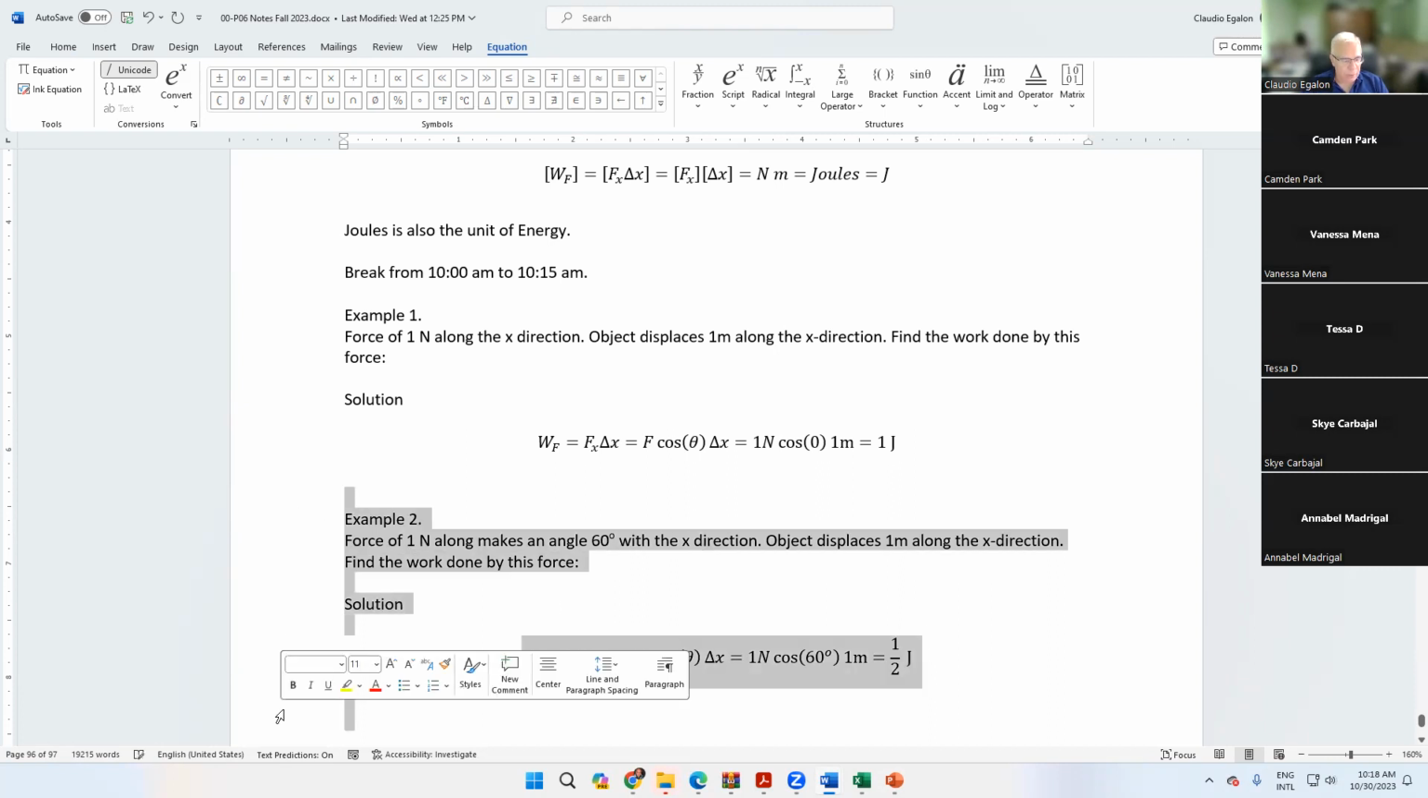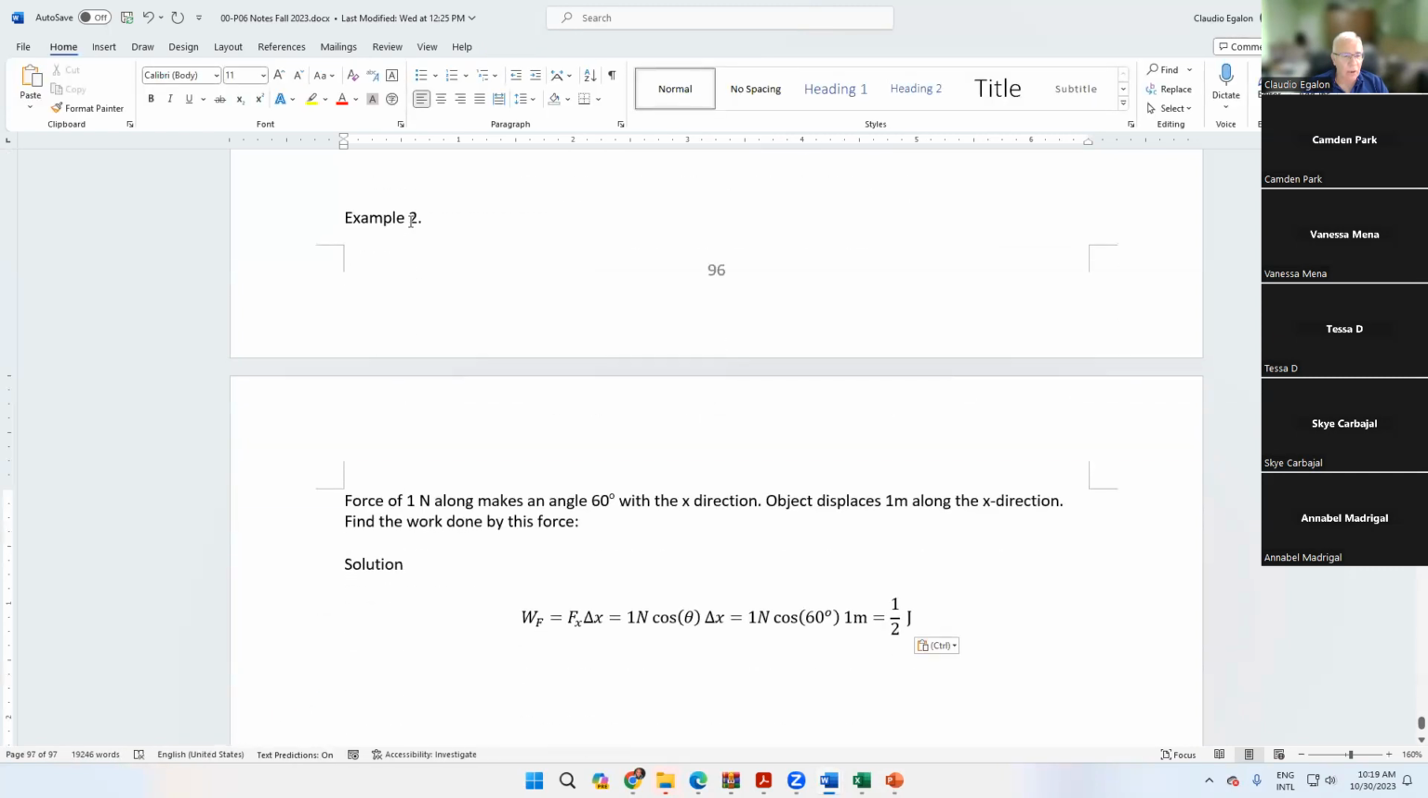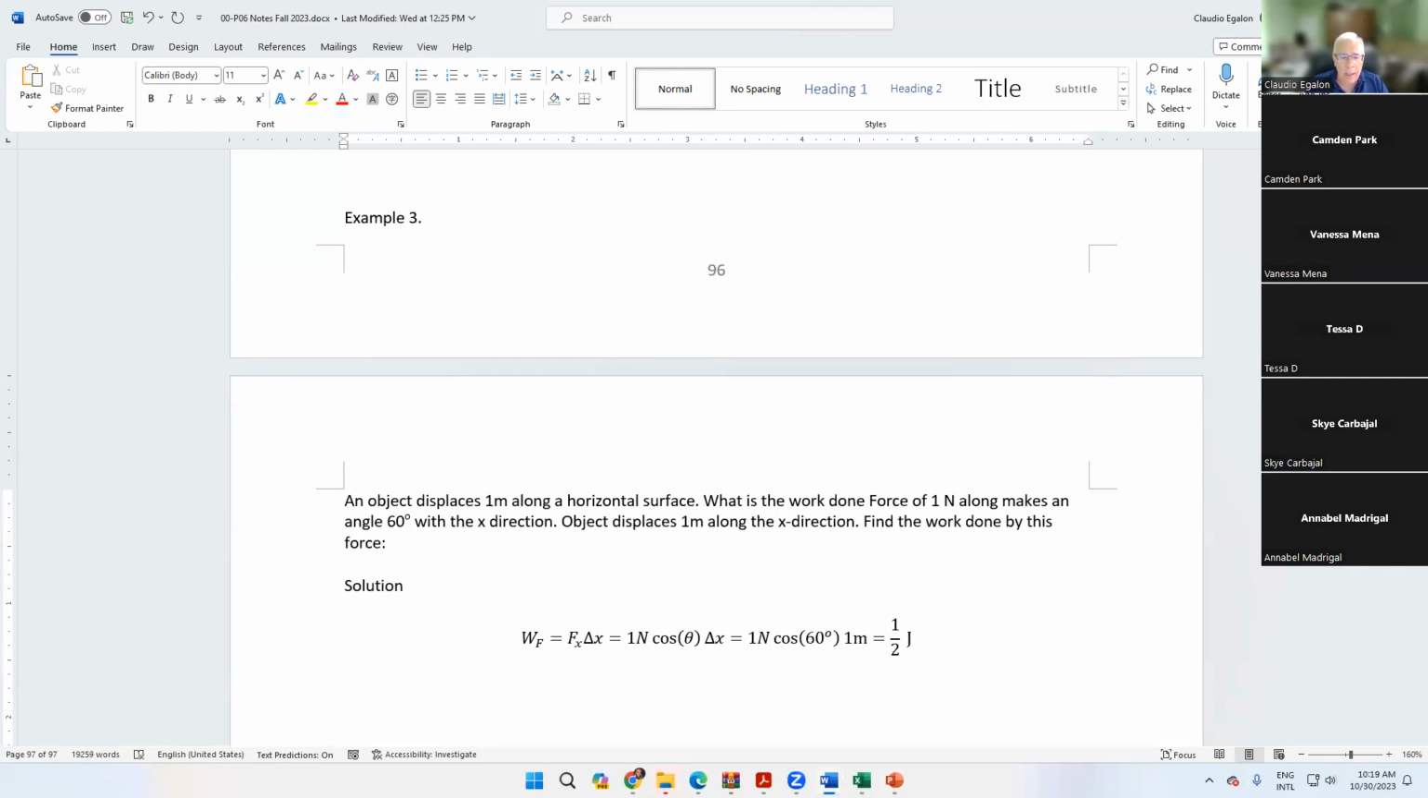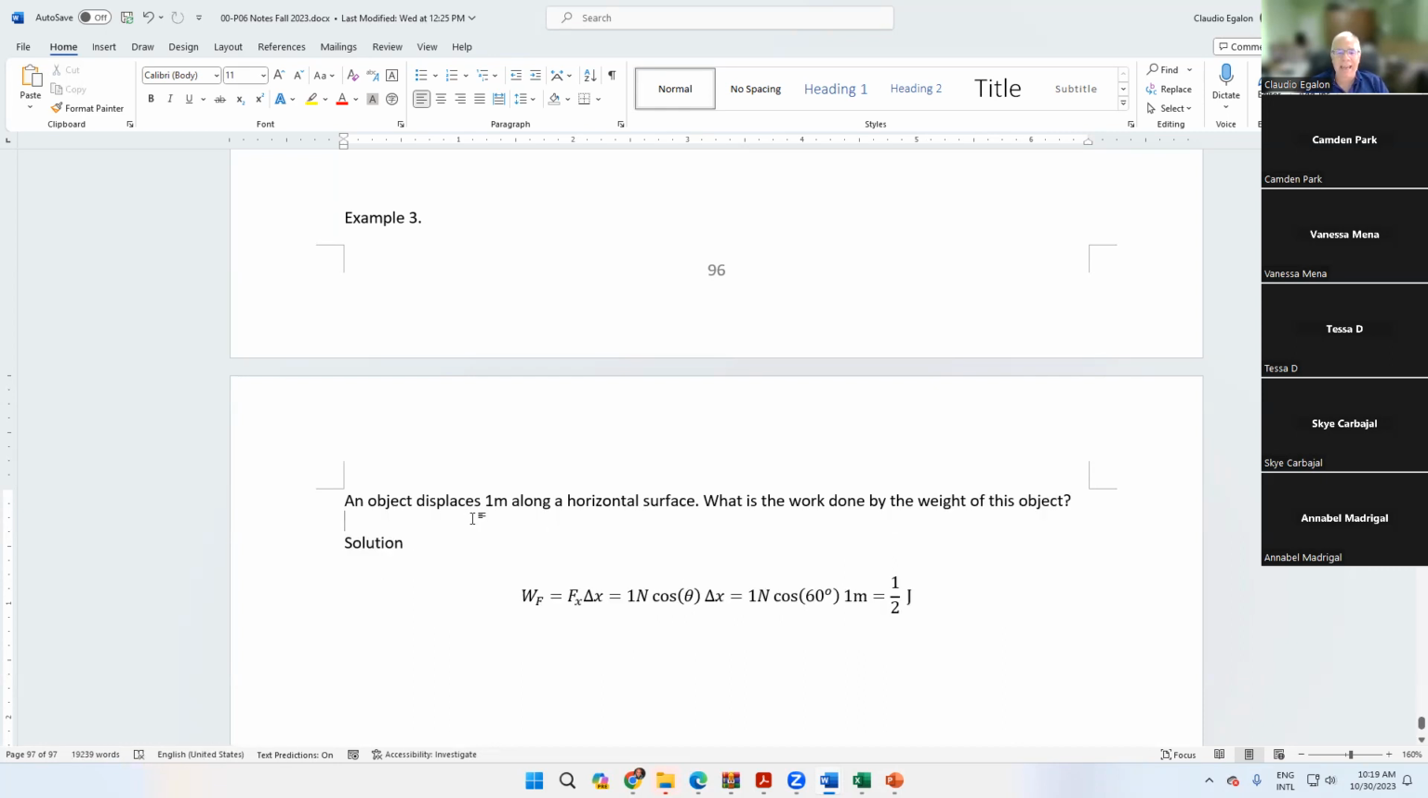And now we're going to go with another example that's not as obvious. An object displaces 1 meter along a horizontal surface. What is the work done by the weight of this object? Okay, what's the work done by the weight of this object?